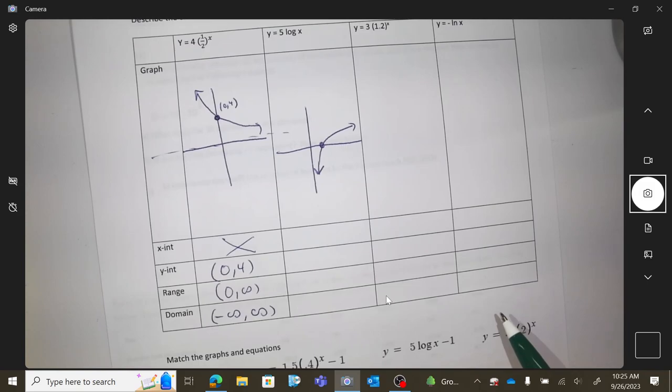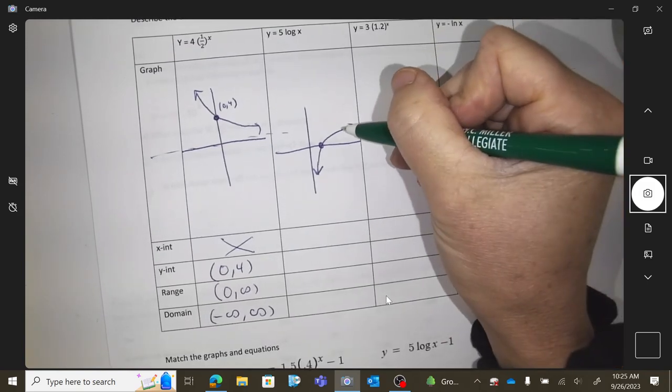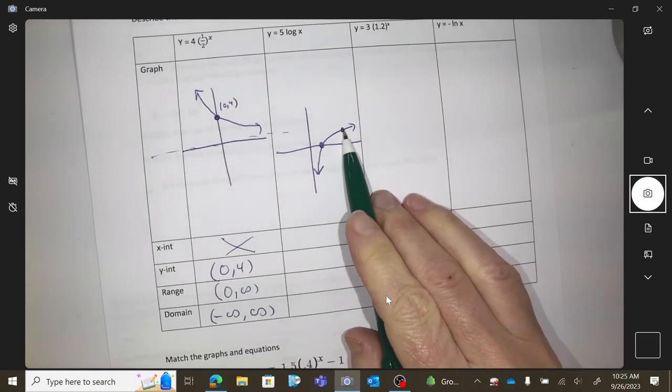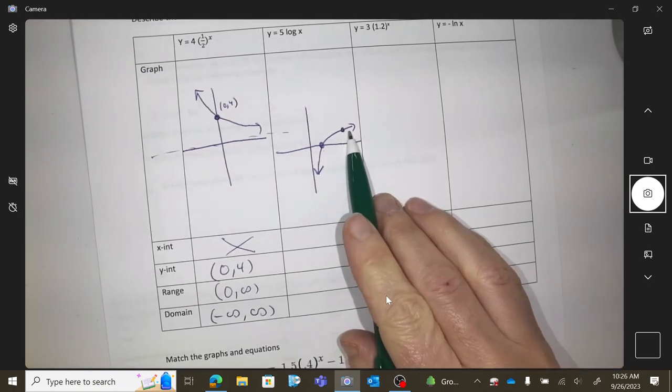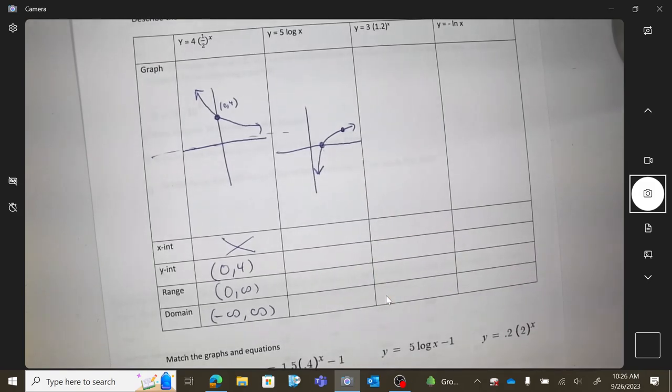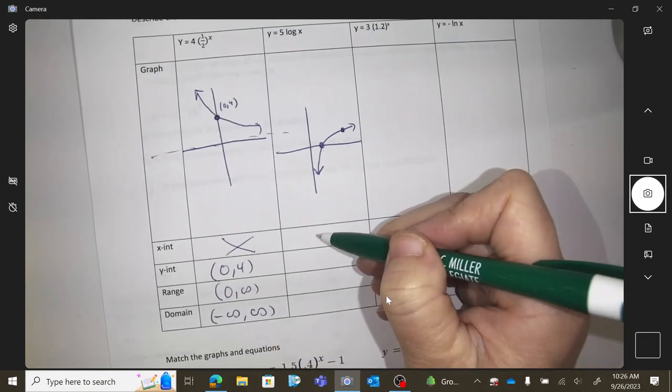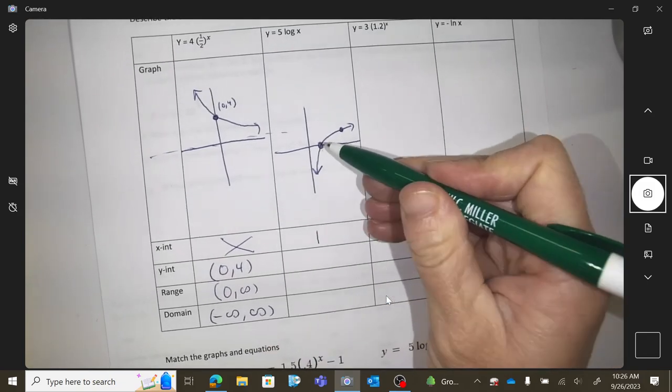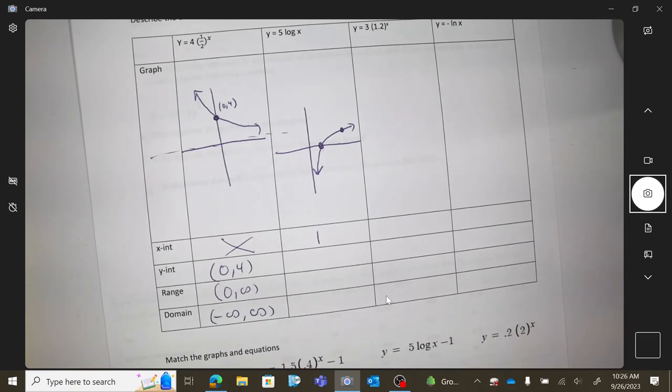So what did the 5 do? The 5 would change these points. It can never ever change that point. It could change the height of this one. Okay, so what are the x-intercepts? It's at 1. That never would change. The multiplier doesn't change it because multipliers change heights.